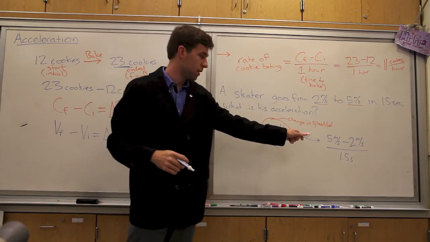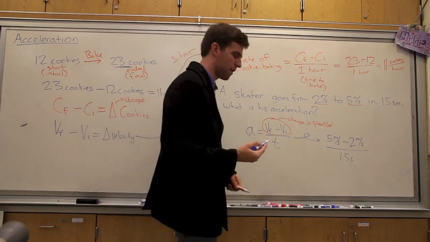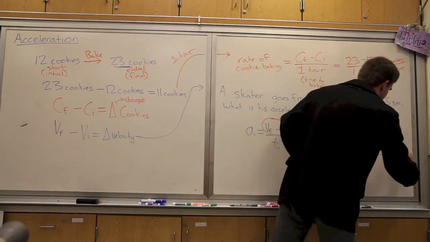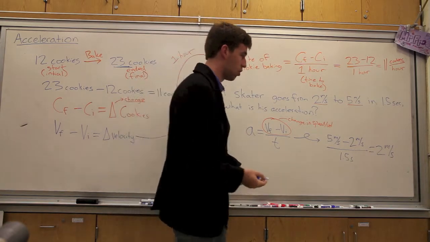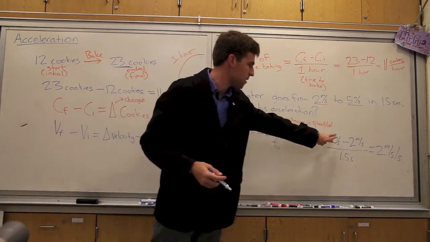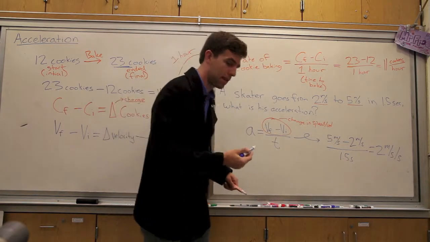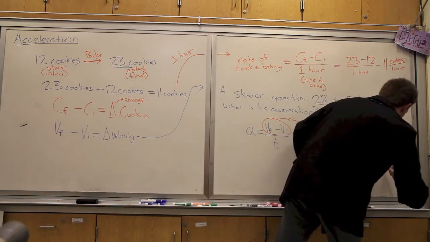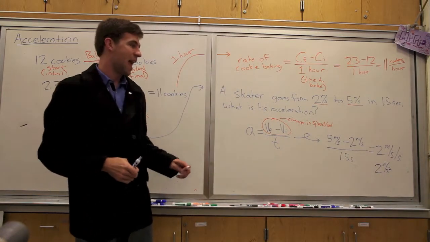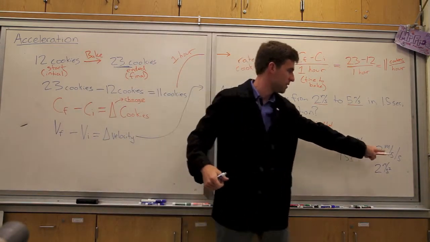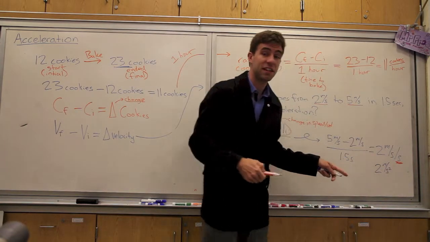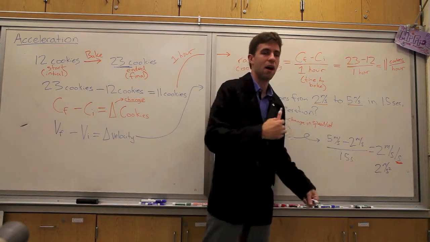5 minus 2 is 3. 3 divided by 1.5 is 2. So it's 2 meters per second, all of that over seconds, because we have meters per second and seconds on the bottom. Another way to write that is 2 meters per second squared. So what we're saying is every 1 second, the skater gains 2 meters per second of speed.